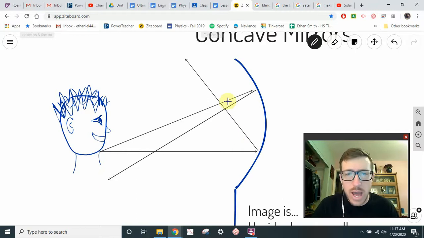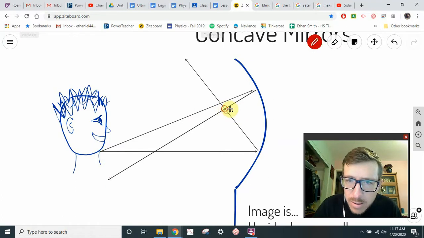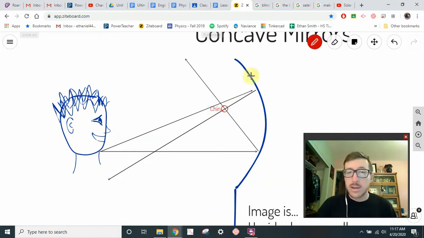Right, and you'll see that these two outgoing lines actually end up crossing, right? So this line coming off my chin reflects that way. This one reflects this way. And so my brain actually sees my chin as being right here. So it thinks that my chin is actually right there. Now you'll notice already it seems to be a little bit different. One thing that's for sure different is the light rays are actually bouncing back and crossing each other. Right? This is a big piece as to why this is a real image.